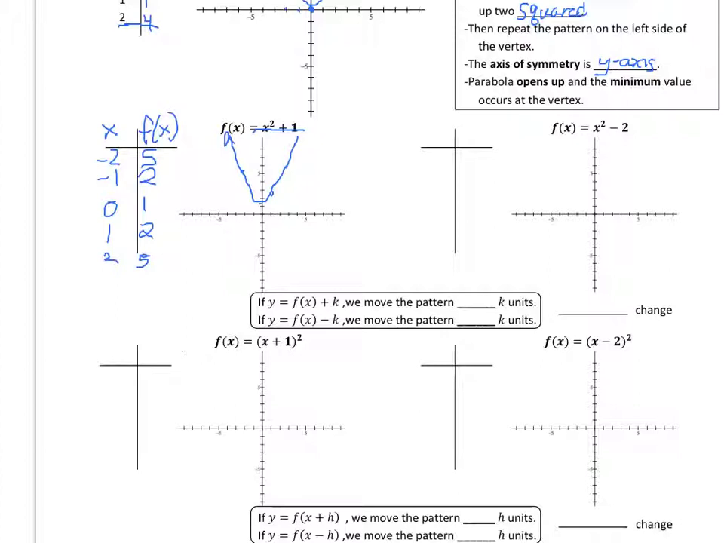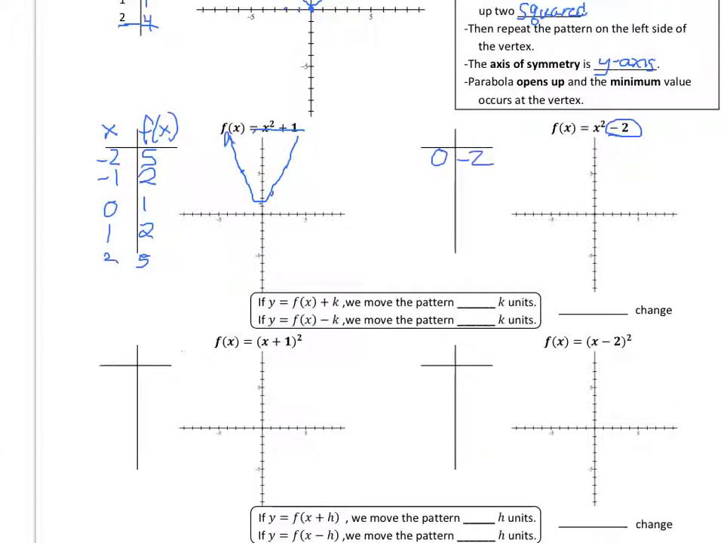All right, so let me ask you this now. Let's look at our points. We found our vertex to be at 0 and 1, correct? And then we went right 1 and up 1 squared, again to 1 and 2. Then we went right 2 and up 2 squared, or 2 and 5. And then we repeated the pattern on the left. So if +1 shifts it up 1, what is -2 going to do? Shift it down 2. So where's my vertex? At 0, -2, correct?